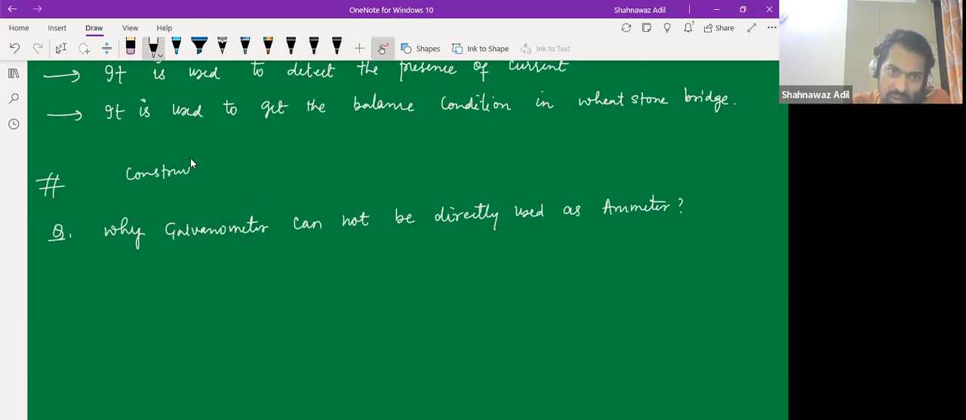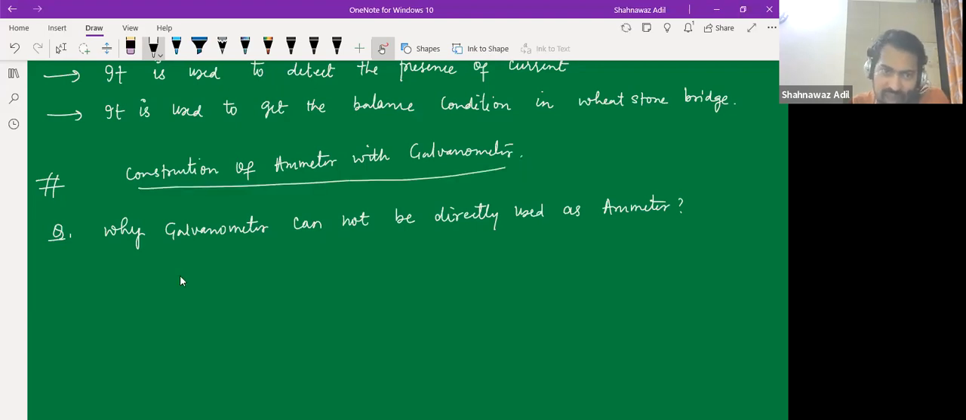So I should write it as construction of ammeter with galvanometer, right? So first, why can we not use it directly as an ammeter? What is the harm? The first thing is that it has a very high sensitivity.